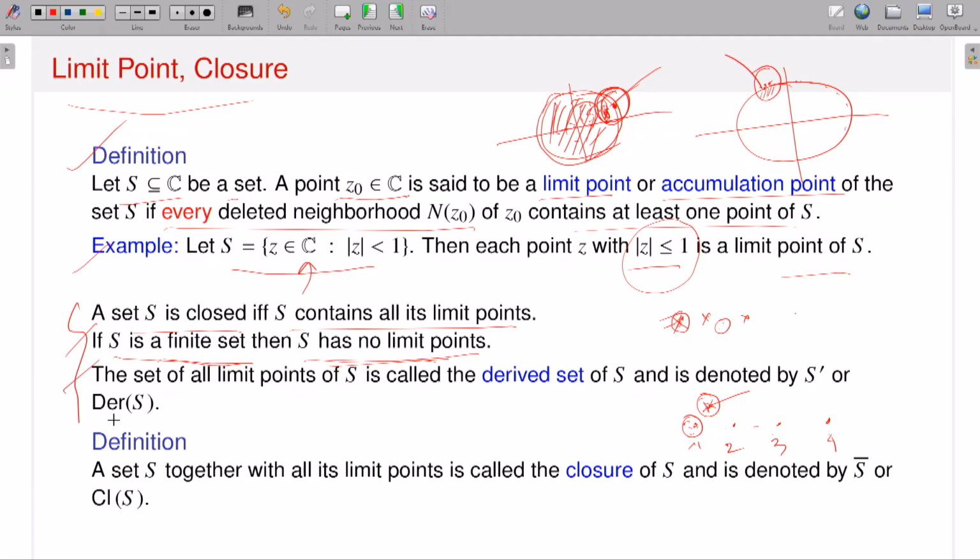Okay. Another definition: the set of all limit points is called the derived set and it is denoted by S prime. Like the set of all interior points, which I denote as S naught, similarly the set of all limit points I denote by S prime, and it is called the derived set. One more definition: a set S together with all its limit points is called the closure of S and is denoted by S closure. So S closure means the set along with the derived set. That set is called the closure of the set.